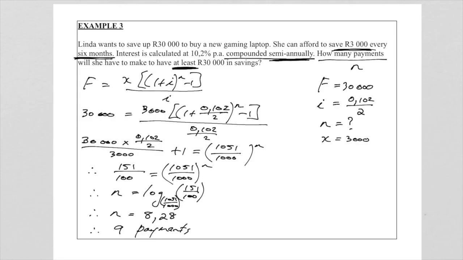So with 9 payments, she will have more than 30,000, which is fine because we want at least the 30,000 after that period of time. So that's my final answer for this question.